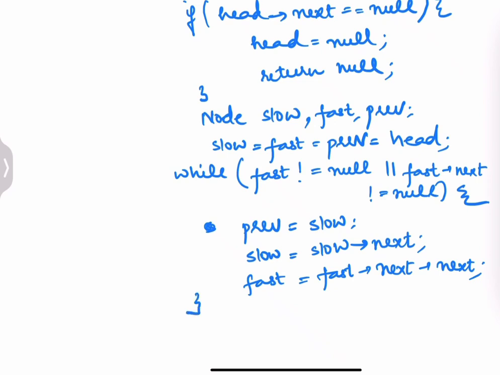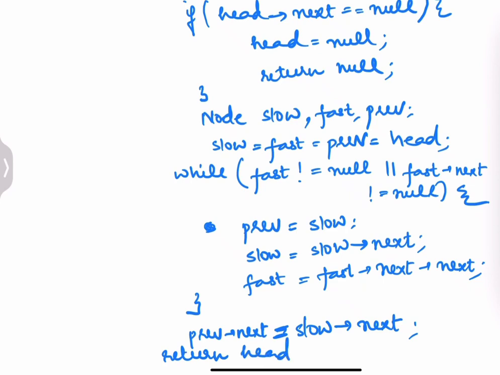And once this condition has been met, what you are going to do is previous next equals to slow's next. And in the end, we will be just returning the head. So this marks the end of this algorithm. And in this case, we have just traversed the linked list once with no additional auxiliary space as well.